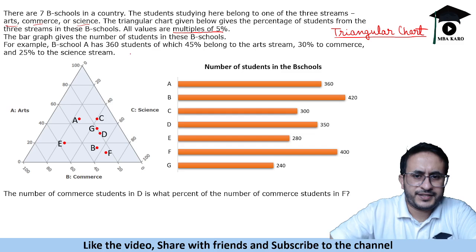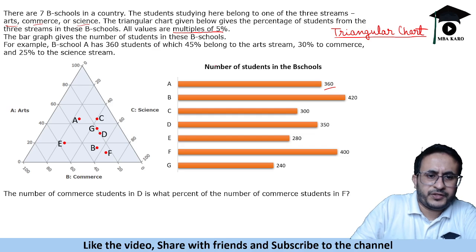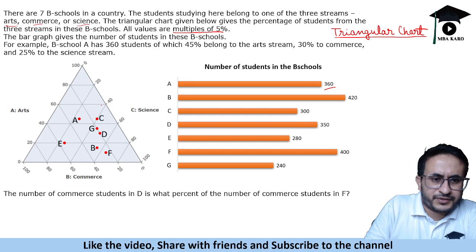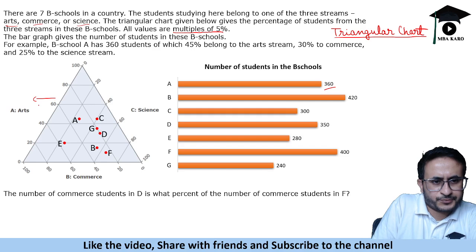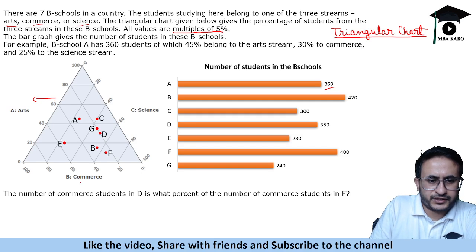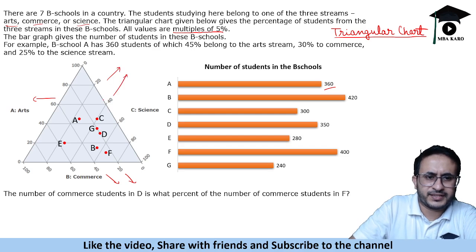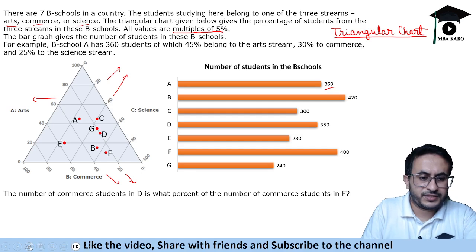B school A has 360 students, of which 45% belong to the arts stream, 30% to commerce, and 25% to the science stream. Now how to read this value: this is the dot. If you see the arts stream, the lines are pointing in this direction. When you look at the commerce stream, the text is written in this manner. And if you look at the science stream, the text and the lines are in this direction. So basically for every point we will read the values like this.